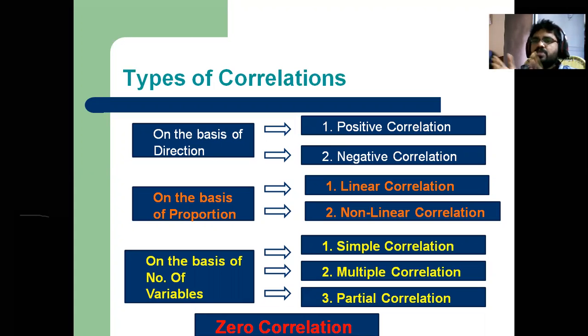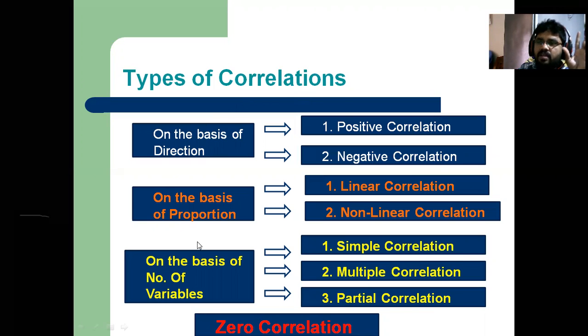For example, how much is the proportion in the two variables. So on the base of proportion, there are two types of correlation: linear correlation and non-linear correlation. Then on the base of number of variables, nothing but how many variables? Just now I told you that there is a bivariate relation and a multivariate relationship. Bivariate means two variables, multivariate means more than two variables. So on the base of variables also we have types of correlation: the first one simple correlation, the second one multiple correlation, and the third one partial correlation.